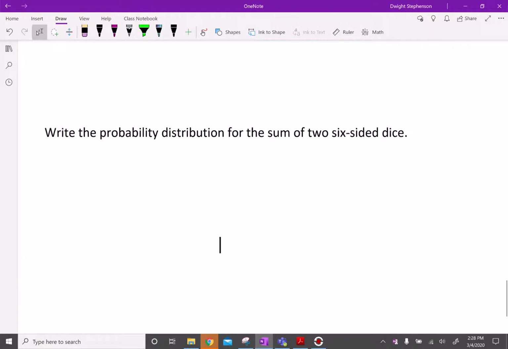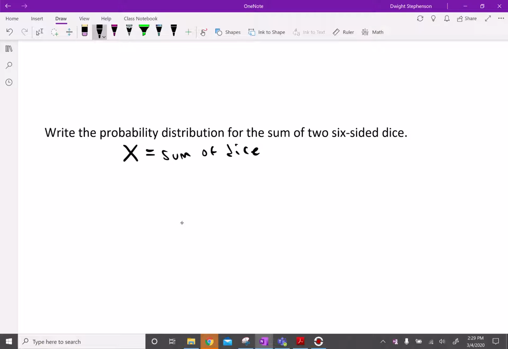Okay, let's look at another example. We're going to write a probability distribution for the sum of 2 6-sided dice. First thing we want to do is define what is x. What is our random variable? Is it discrete or is it continuous? In this case, x is the sum of the dice. And so we want to think, okay, can the sum of the dice be any number on the number line? No, the sum of the dice has to be 2, 3, 4, 5, 6, and so on.